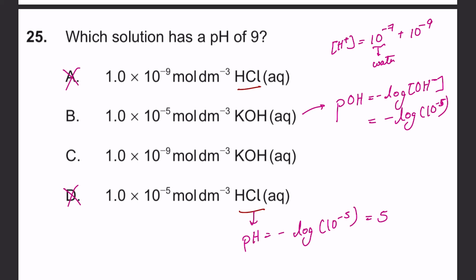So 10 to the power minus 5. So pOH becomes 5. We know that to convert pOH to pH, we have to do 14 minus pOH. So pH becomes 14 minus 5, that is 9. So option B becomes the correct answer to this question.